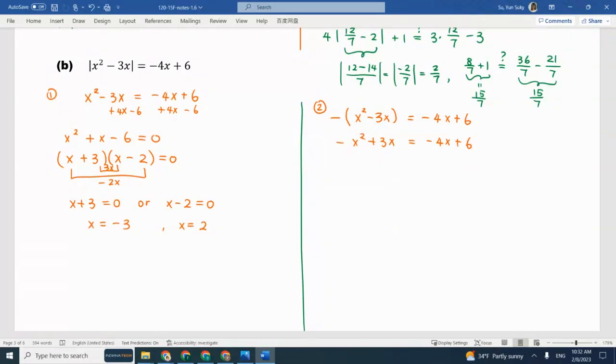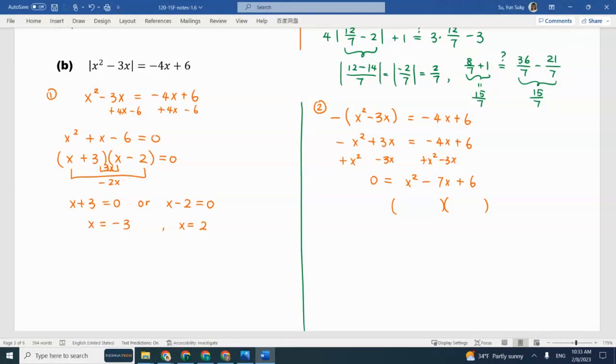Okay, who's next? What do we do to the x squared? We add x squared. What do we do to the 3x? Subtract 3x. So your left-hand side is 0. What's your right-hand side? The right-hand side is x squared minus 7x plus 6. Yes, very good. Can we factor them?